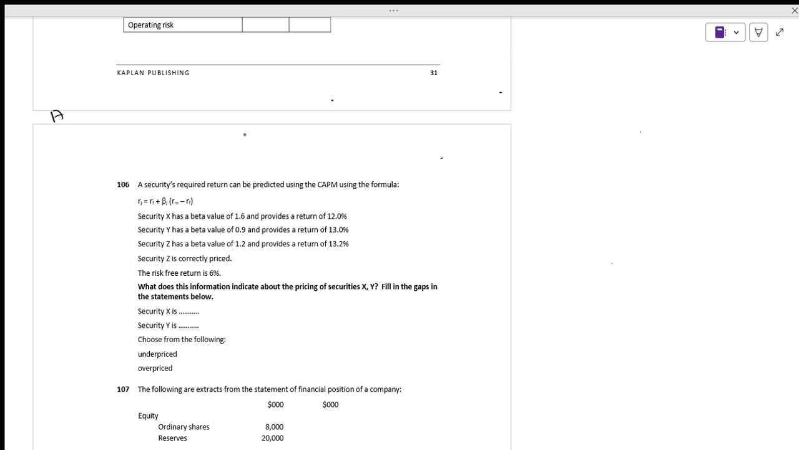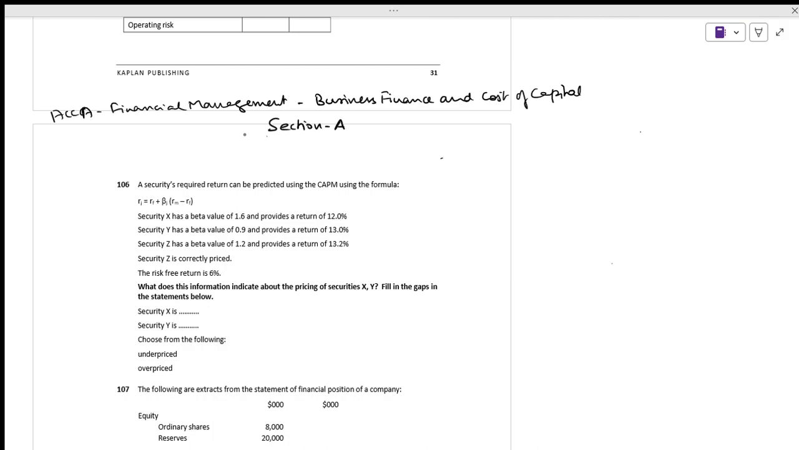Okay, this is ACCA Financial Management. We are covering what we have not completed: business finance and cost of capital. This is section A. I am following Kaplan.